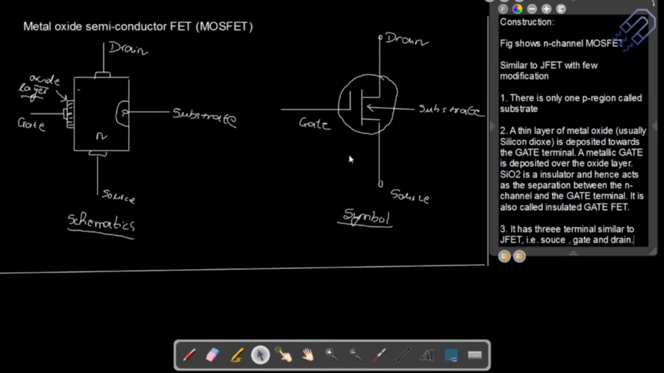Then you draw the schematic, you have to show the schematic. You see this part. This is not directly connected to the drain or the source, and this is how it works. This is the insulating part that it has.